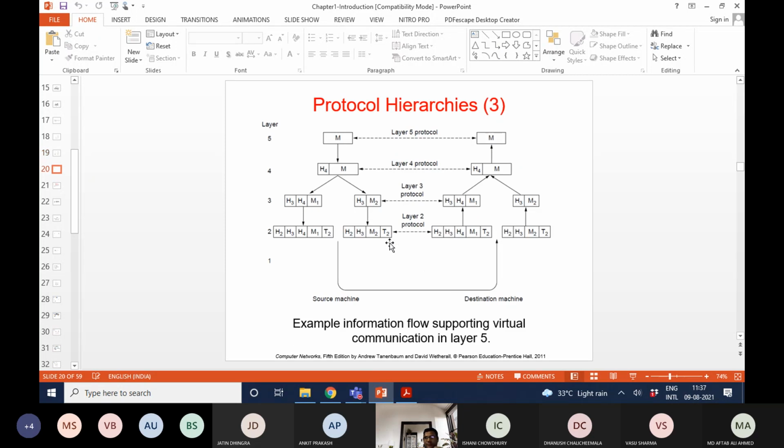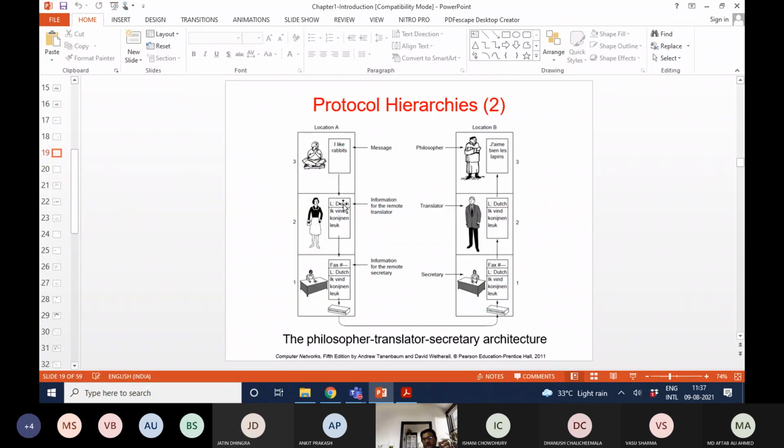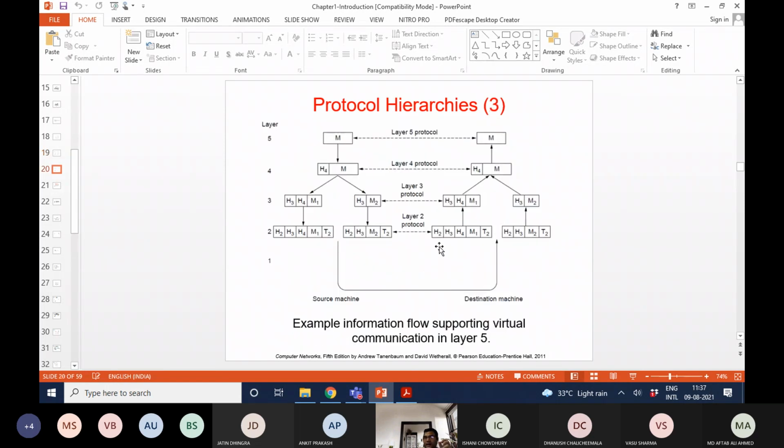So you can take the example of how headers are added. Whatever I was talking about, this one is a header, this one is another header, and here the headers will be deleted. So let us see how that concept works here. In layer 5, the actual message is there. Now it will be added with a header from the 4th layer. That's why it is called H4. So H4 will be added to the message M.